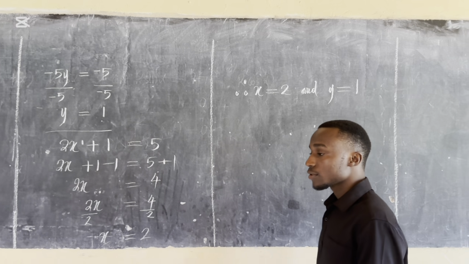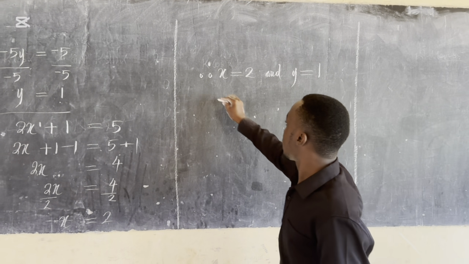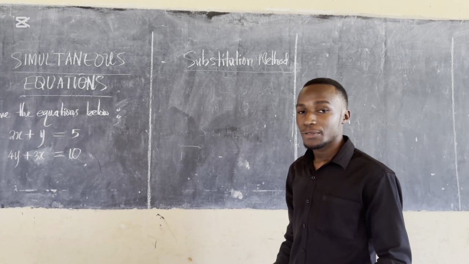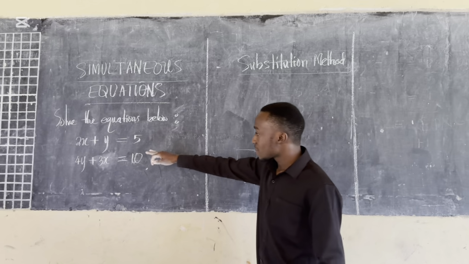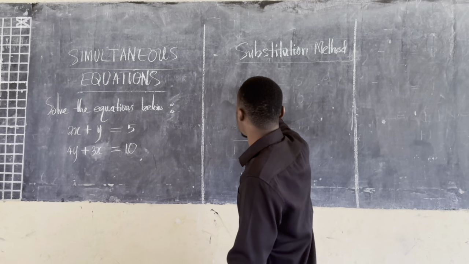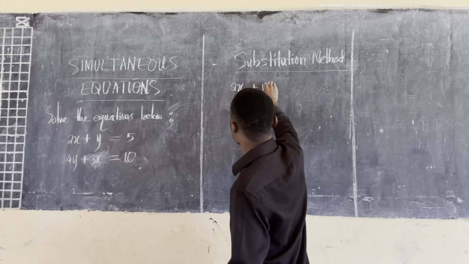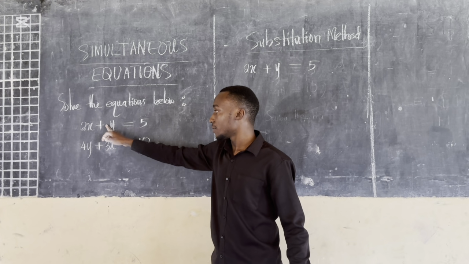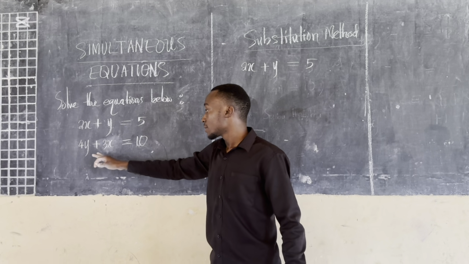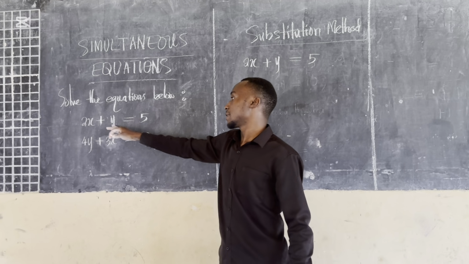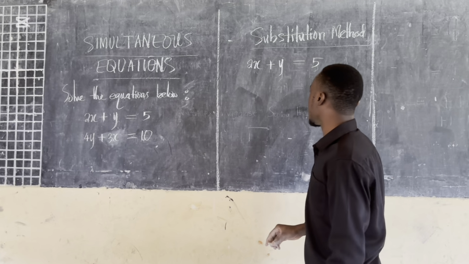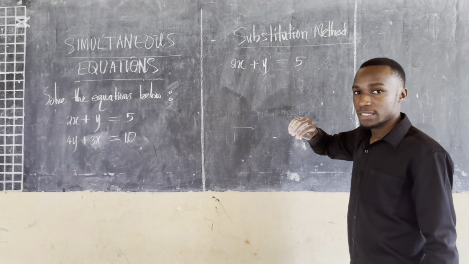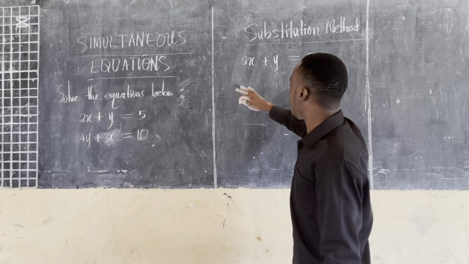So let us try again using the substitution method, and we'll see whether we get the same solutions. Under substitution, I will use one of the equations, preferably this one, which has one term with a coefficient of 1. The y has a coefficient of 1. It is okay to use this one also, but if there is an equation in this form, it is better to use that. So in such an equation, I'm trying to make one variable the subject, the subject of the formula or of the equation.